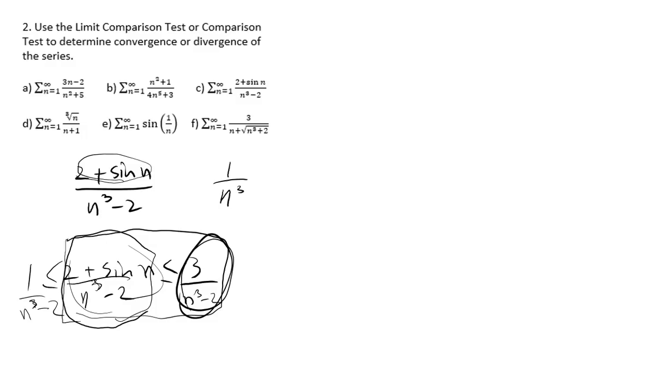Okay, so let's argue for this. Since we already have this inequality here, we can say that (2 plus sine n) over (n cubed minus 2) is less than or equal to 3 over (n cubed minus 2), because sine n can be at most 1, and 1 plus 2 is 3. So definitely this side is bigger.